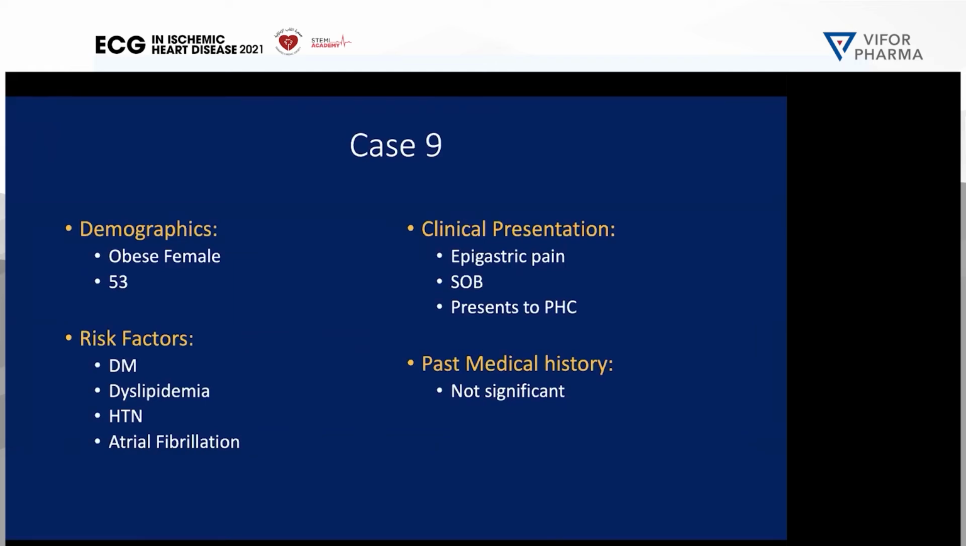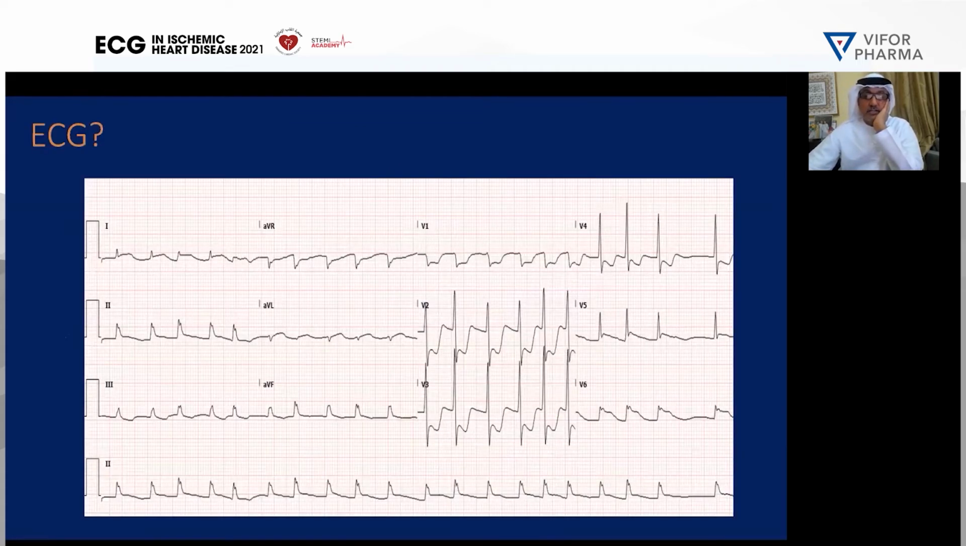Case 9, we have a 53-year-old overweight lady, diabetic, dyslipidemic, hypertensive with AFib. She comes with epigastric pain and dyspnea. She presents to a primary healthcare center, and they do an ECG, and that's her ECG.